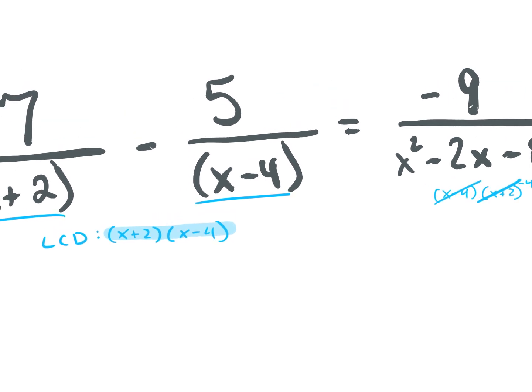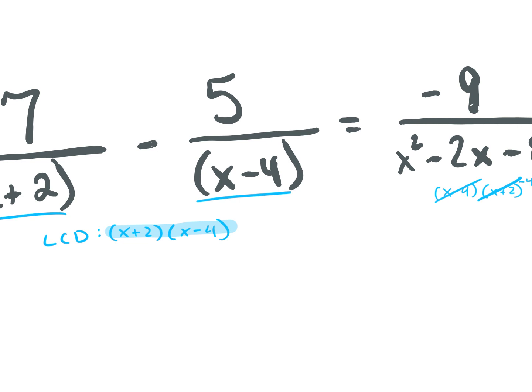So in the next part, we're technically multiplying everything by our least common denominator, but the only thing that actually gets multiplied is what's missing. So in my first fraction, what's missing from the denominator? X minus 4. So we're just going to multiply x minus 4 to the top, because the x plus 2 ends up canceling out with the bottom, so we don't really need to write it. You can save yourself the work. You're only multiplying by what's missing.